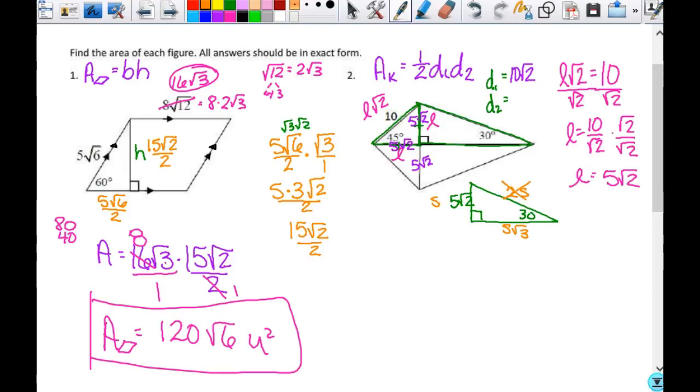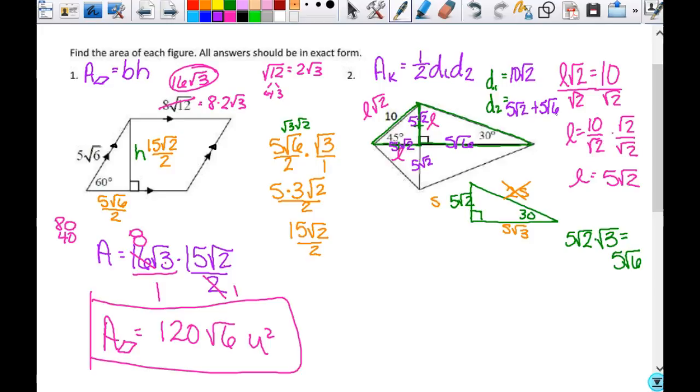Do I know what S is? Yes. It's 5 square root of 2. So I'm just going to take 5 square root of 2 and do what with it? Multiply by square root of 3. Right? And what is that going to give me? 5 square root of 6. Everybody with me? All right, so then what is D2? Very good. Okay, so 5 square root of 2 plus 5 square root of 6, or 5 square root of 6 plus 5 square root of 2, it doesn't matter what order you add in. Those are my two diagonals.